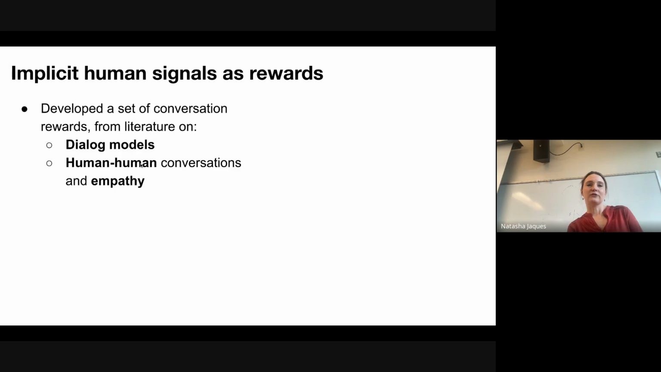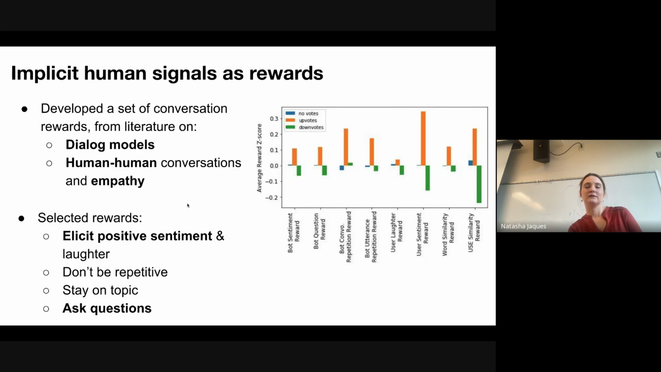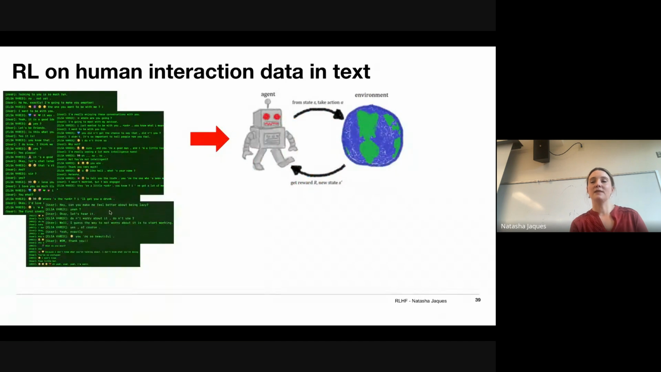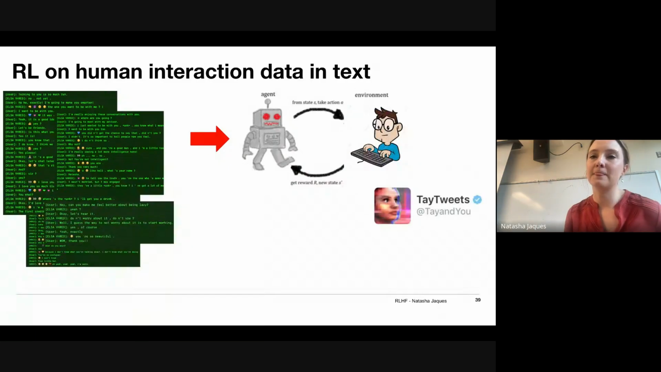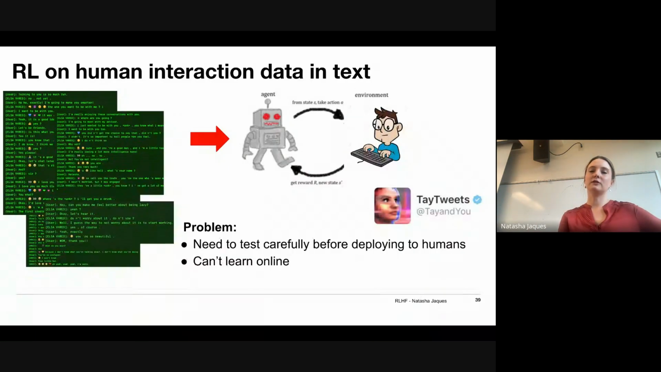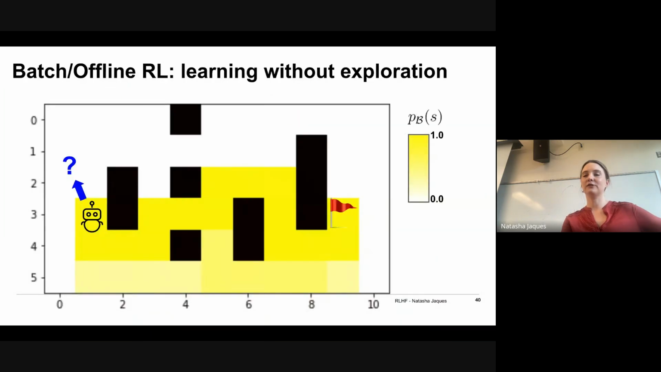We developed a set of conversation rewards. I'm going to gloss through this based on the past human literature. These are kind of the implicit signals about sentiment. And then we built this system to actually interact with people and learn from them. I'm going to gloss over a lot of the offline RL stuff.